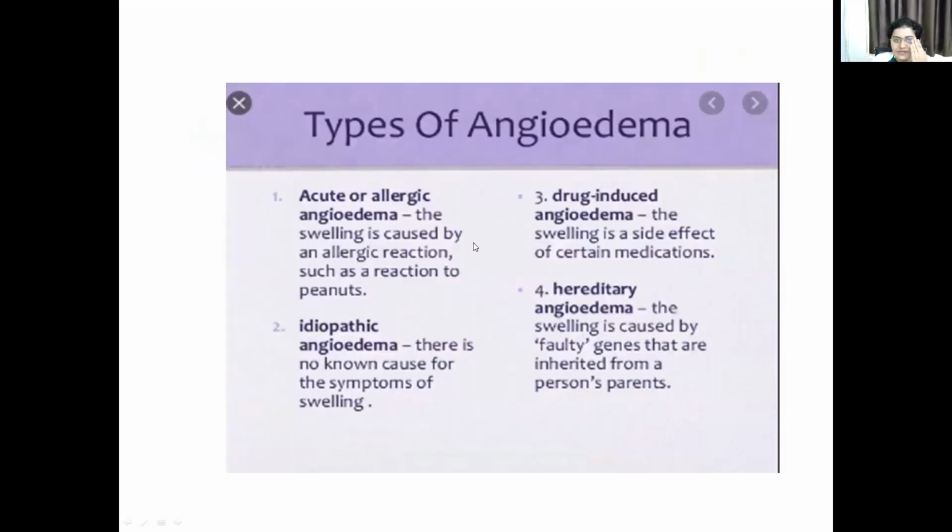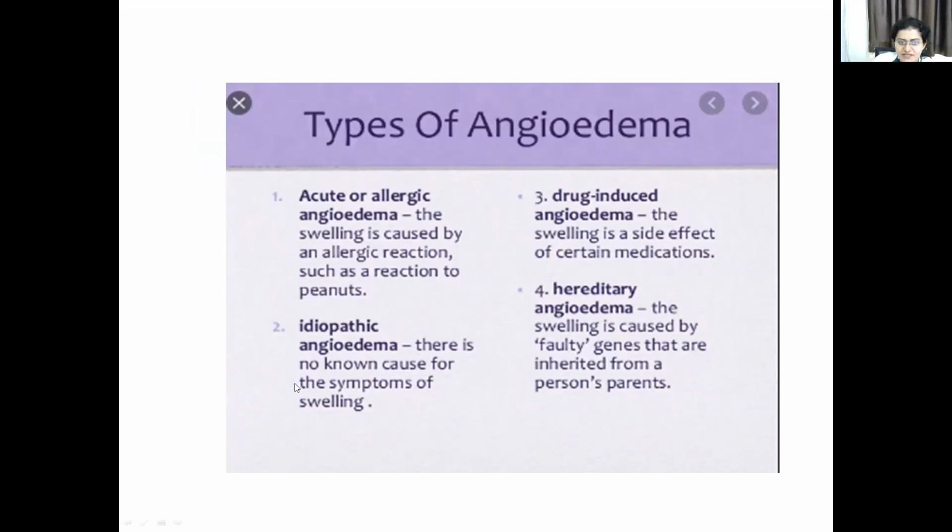Then types of angioedema will be acute or allergic angioedema, idiopathic angioedema, drug-induced angioedema, hereditary angioedema. Acute or allergic means it is mostly caused by an allergic reaction. Most common can be any food allergy or a reaction to peanuts. That is called acute or allergic angioedema.